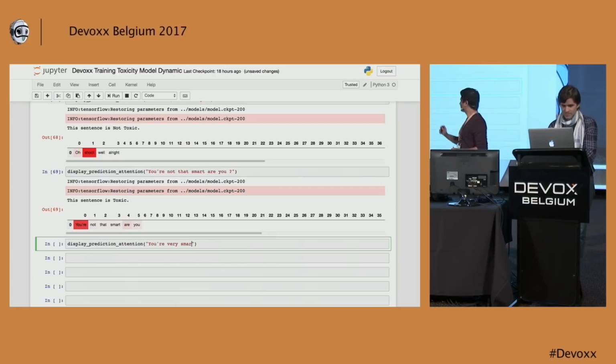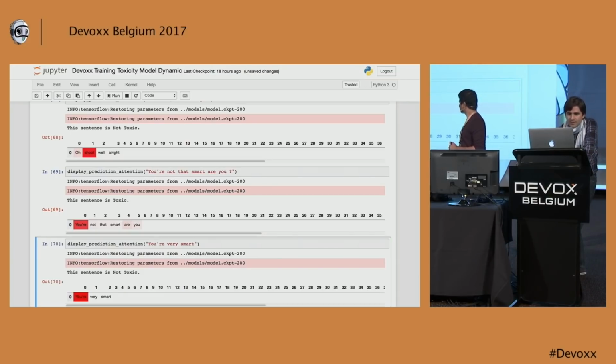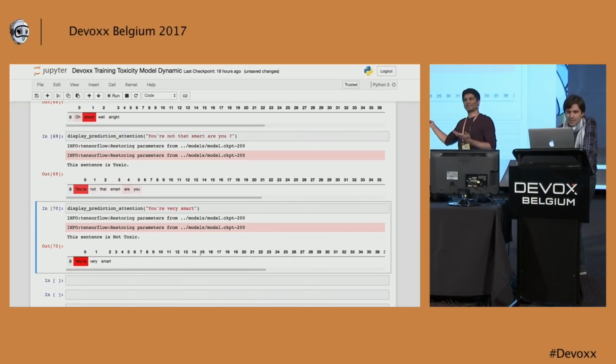You see that it's paying a lot of attention to the word you're. So we'll try another sentence with you're and smart and see how it does. And here it's able to say that it's not toxic. And it still pays attention to you're, but it's not toxic.